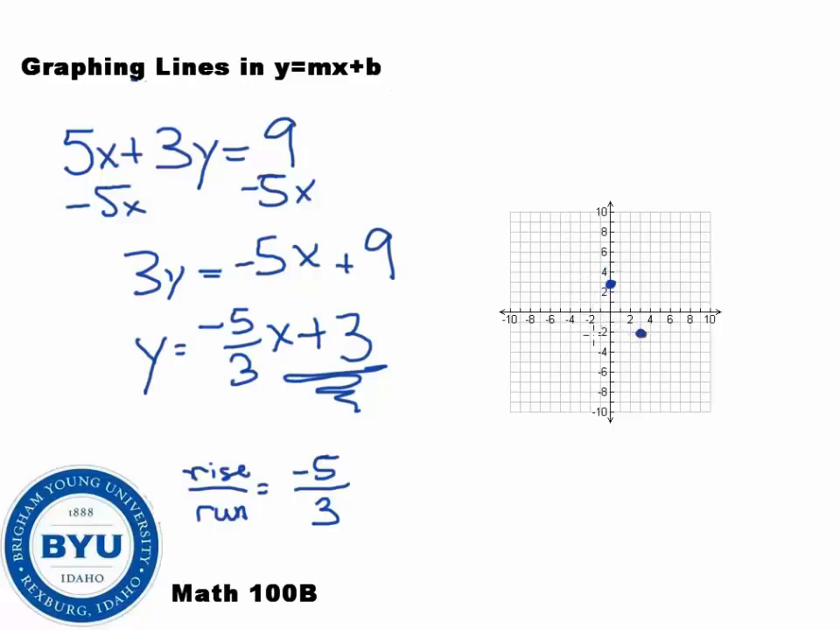Whoa, I kind of missed. I still kind of missed. Okay, but you guys get the idea. Okay, so if a line is not in y equals mx plus b form, make sure to solve it for y, and then graph it.